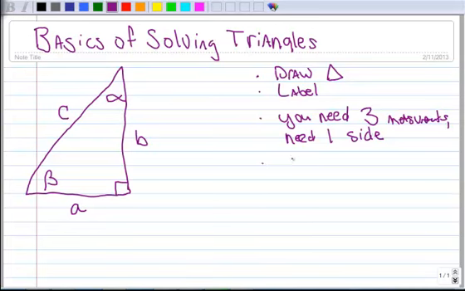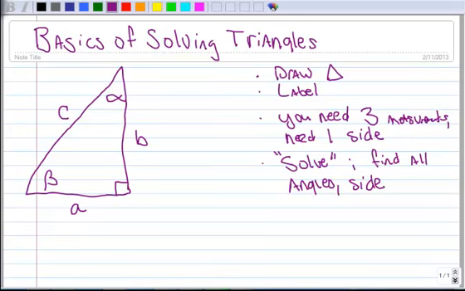Alright, another thing to talk about is solving. When it says solve, what does that mean? That means find all angle measures and side measures. That's what that means.